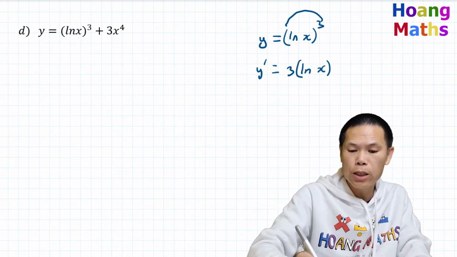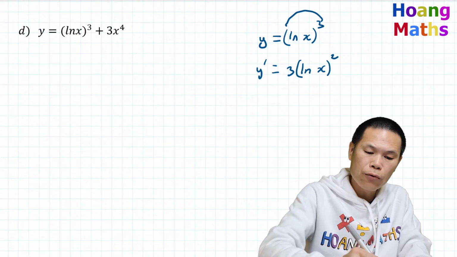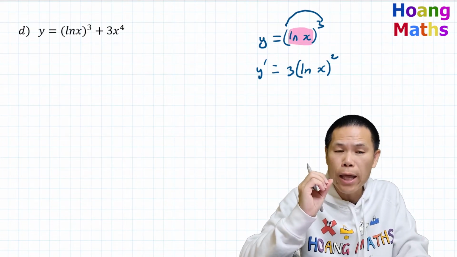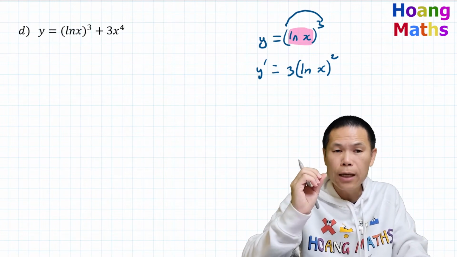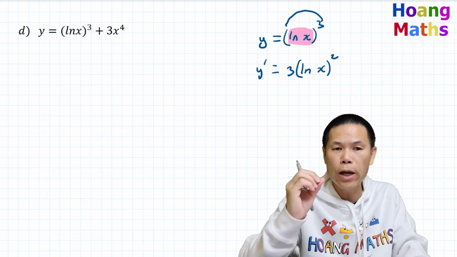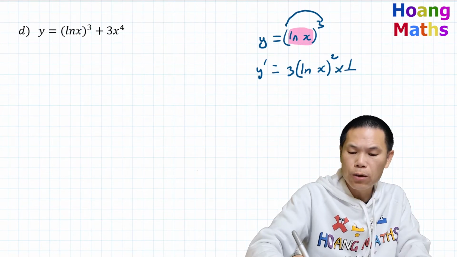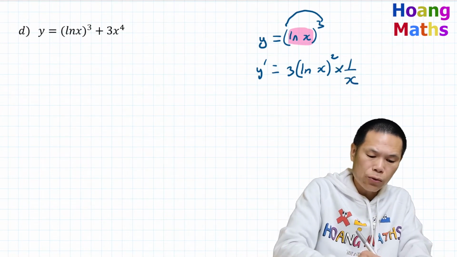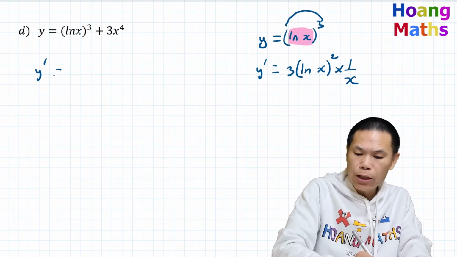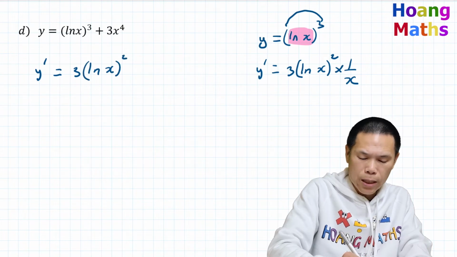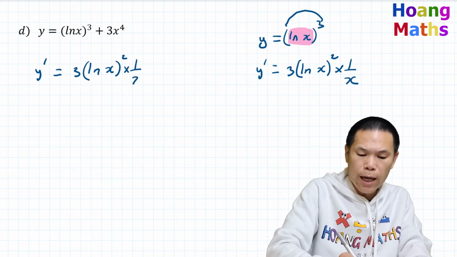So 3 minus 1 is 2. And then we differentiate the angle. Treat that as the angle. So differentiate ln x. Differentiating x is 1, and over x. So 1 over x. So we times by 1 over x. Let me just write this down. Y dash is equal to 3 ln of x all squared times 1 over x.